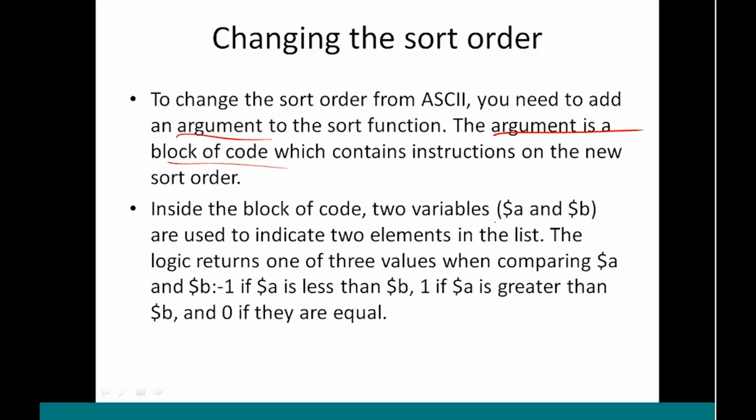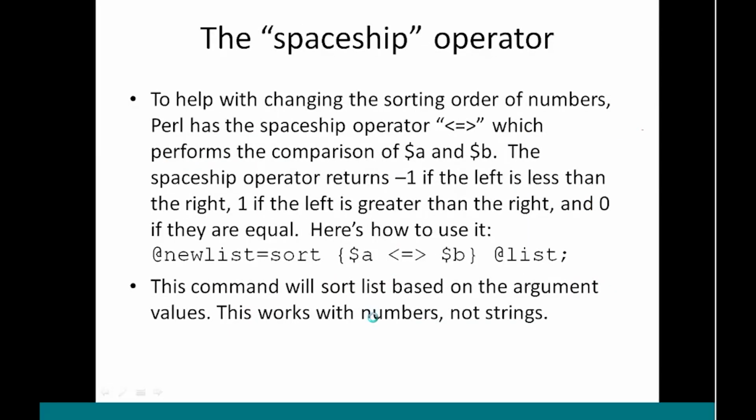Inside the block of code, we define two variables, which are $a and $b, and these are the variables used to indicate the elements in a list. And then we define a logical operation between these two to denote what the real sort order is. The logic returns one of three values when comparing a and b: -1 if a is less than b, 1 if a is greater than b, or 0 if they are equal. So assume that this is the given condition.